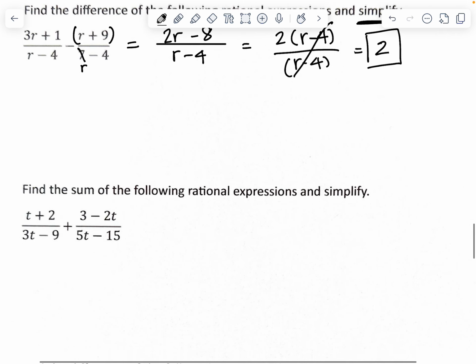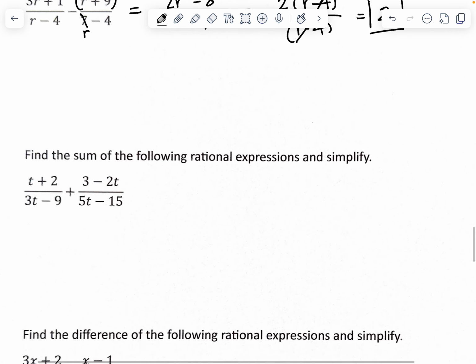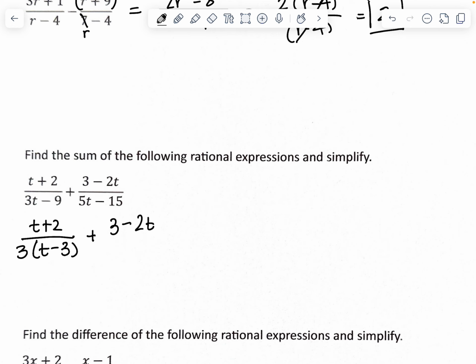Alright, these two do not have a common denominator at the moment, but we can fix that, right? What we're going to do is factor the bottoms first. So t plus 2 over 3 times t minus 3 plus 3 minus 2t over 5 times t minus 3. That means they both already have the t minus 3, but they need the opposite numbers. So this top needs to be multiplied by 5, and this one needs to be multiplied by 3 before we can do the addition part.